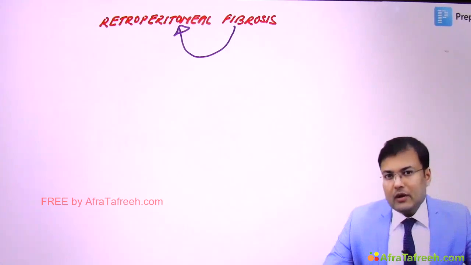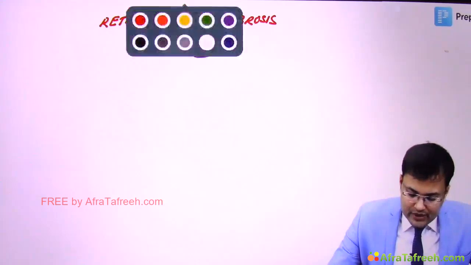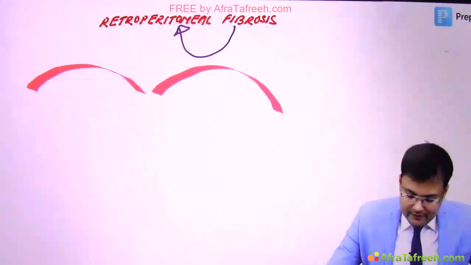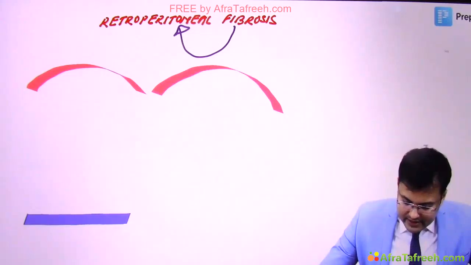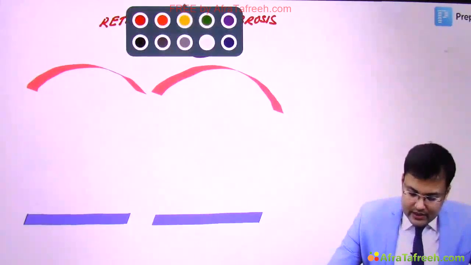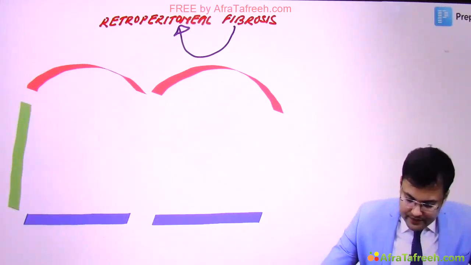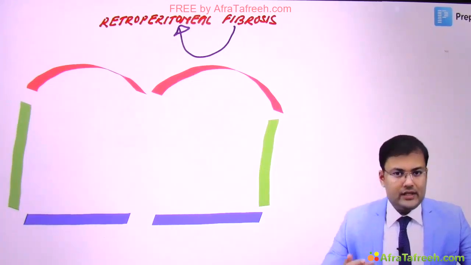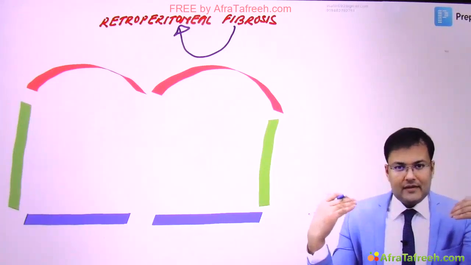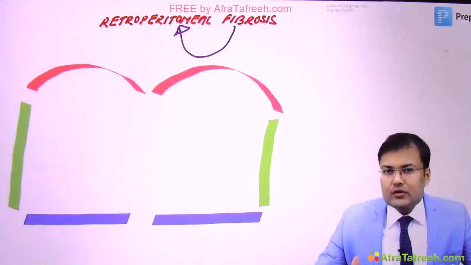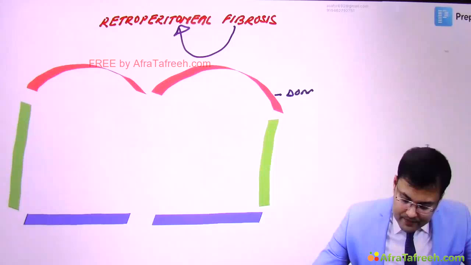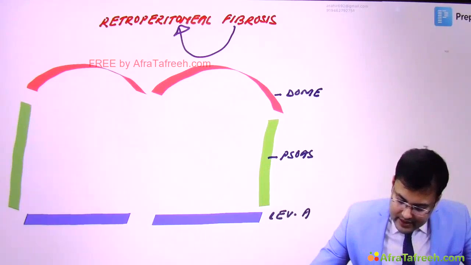First, see what are the boundaries of retroperitoneum. So if you see the boundaries, superiorly there is dome of diaphragm, inferiorly there is levator ani. Posteriorly there is psoas muscle, and since it is retroperitoneum, anteriorly there is peritoneum. So you can see superiorly dome of diaphragm, inferiorly levator ani, posteriorly psoas muscle, anteriorly peritoneum. So this is dome of diaphragm, this is psoas muscle, this is levator ani.